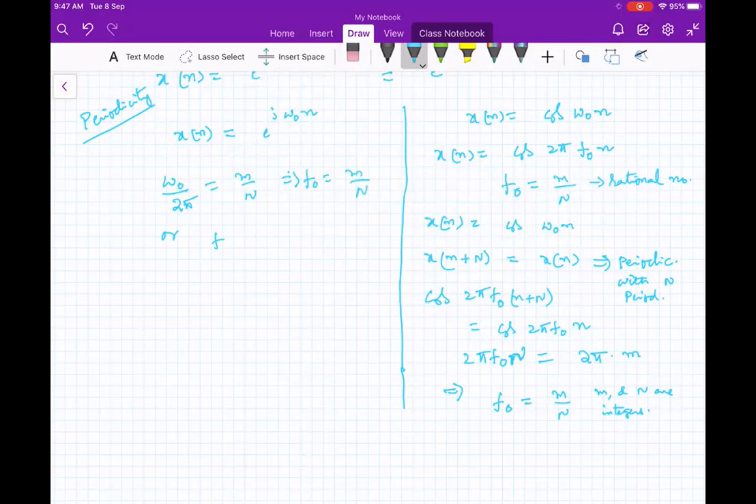Okay, fine. So now let me give some examples. And I request one of the army officers to tell whether the example I have given is periodic or not. x of n is equal to... so is this a periodic signal?